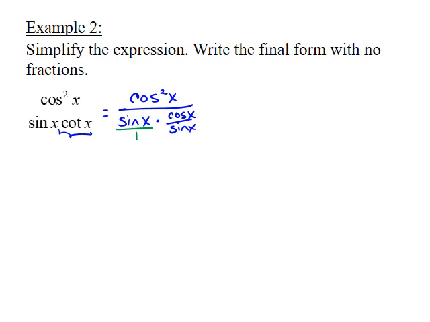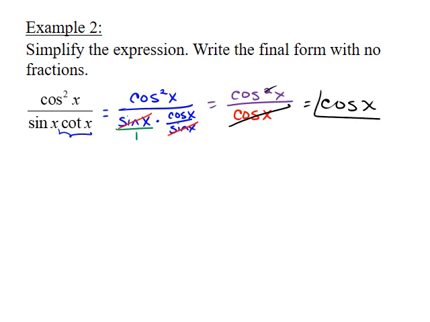Now, looking at this, the numerator, I can't really cancel anything out there yet, so I'm just going to leave the numerator alone. But the denominator, I can cancel out sine of x. And then I'm left with a cosine of x down here. Well, cosine squared of x over cosine of x, this cancels out with one of these, leaving me with cosine of x. That's it.